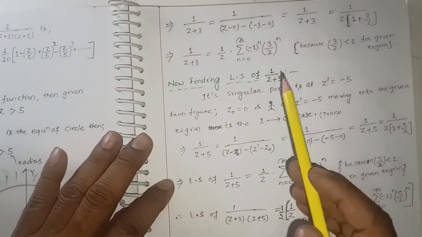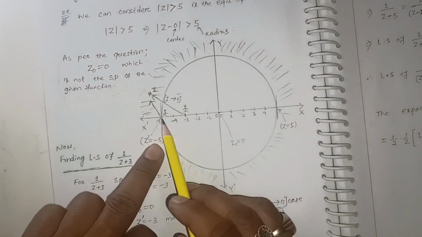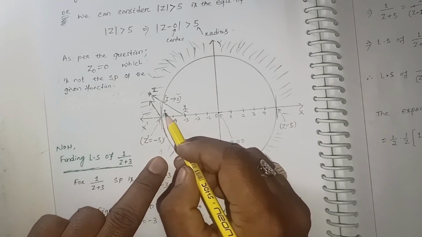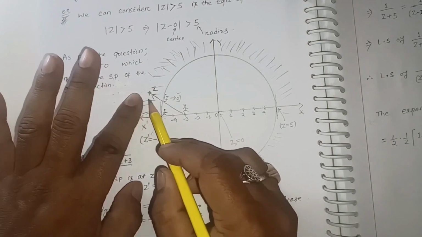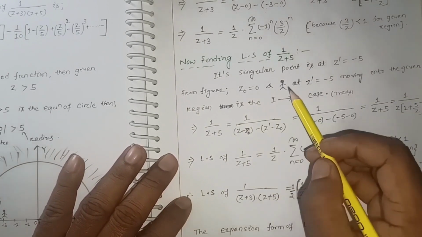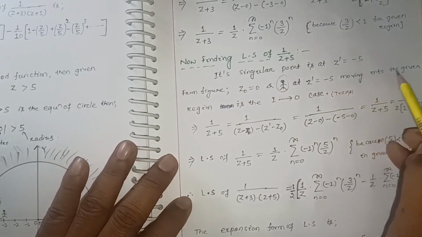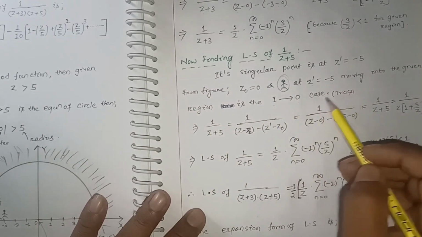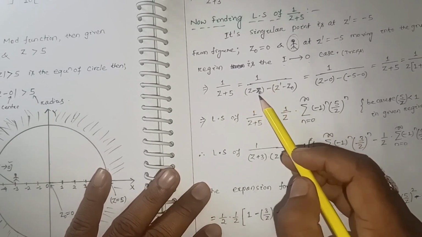Now we are going to go for the Laurent series of 1 by z plus 5. Here for this function, where is z dash? Minus 5. That means here, minus 5. You stand over there at minus 5. Where do you have to move? You have to move into this region. That means into out. From the figure, z0 is 0, and standing at z dash equal to minus 5, moving into the given region, what type of case is it? Into out case, the so-called trick. If it is into out, we have to write the main function 1 by z plus 5 in the form of 1 by z minus z0 minus z dash minus z0.